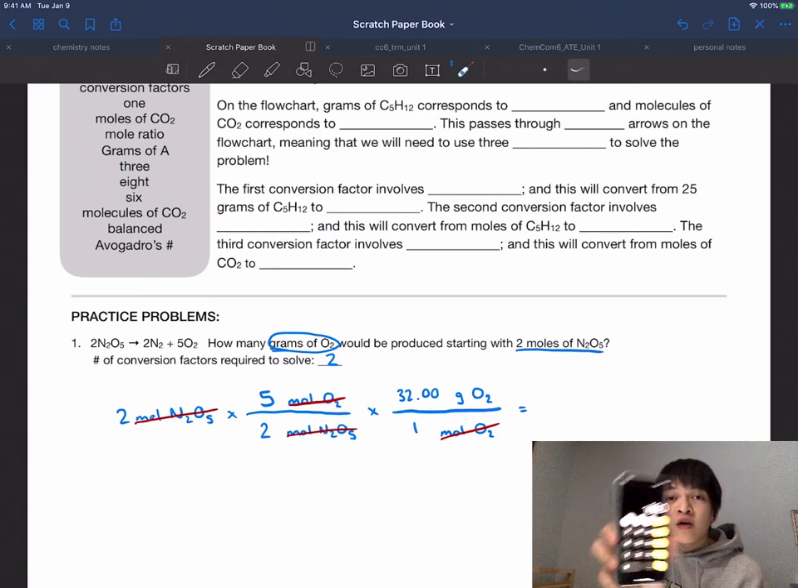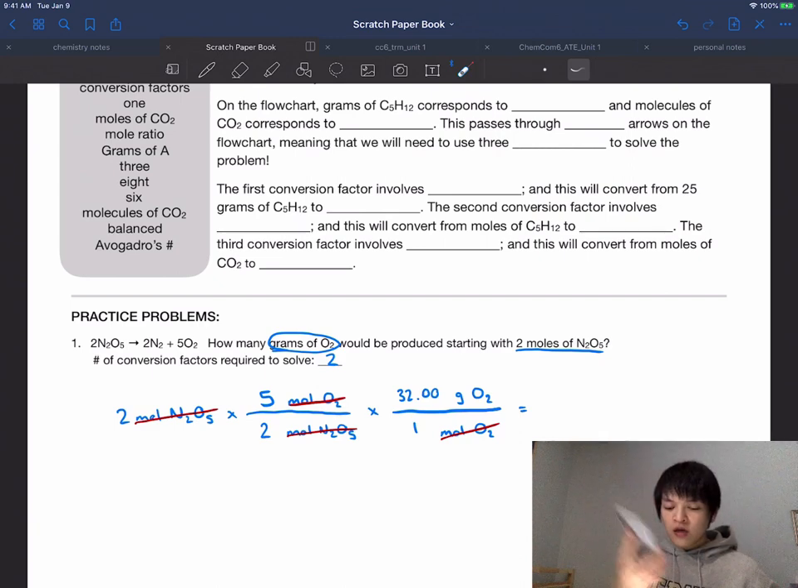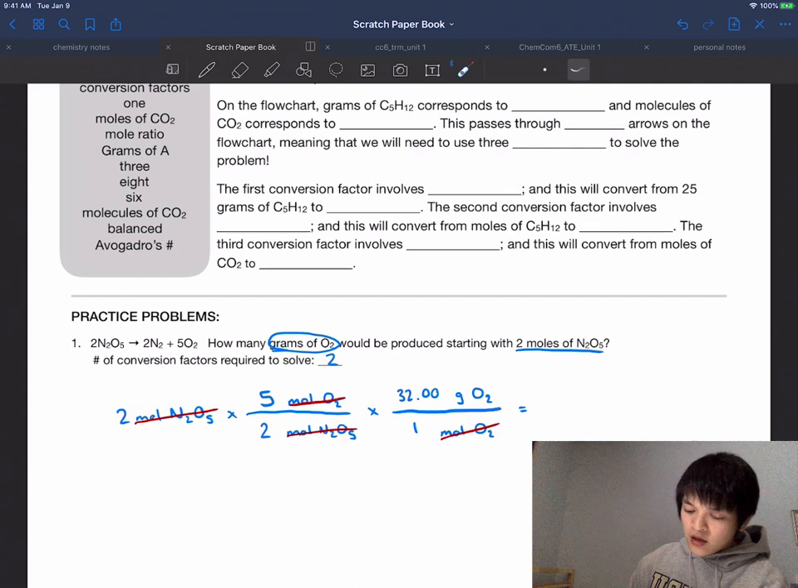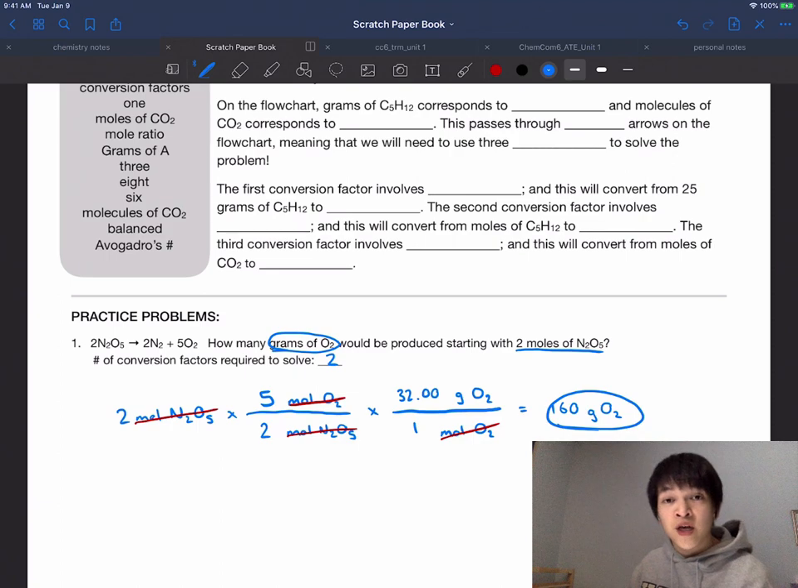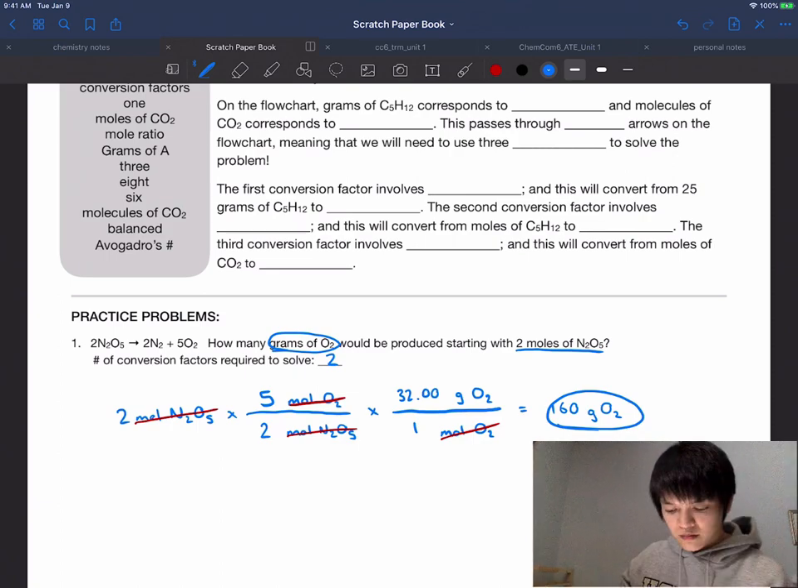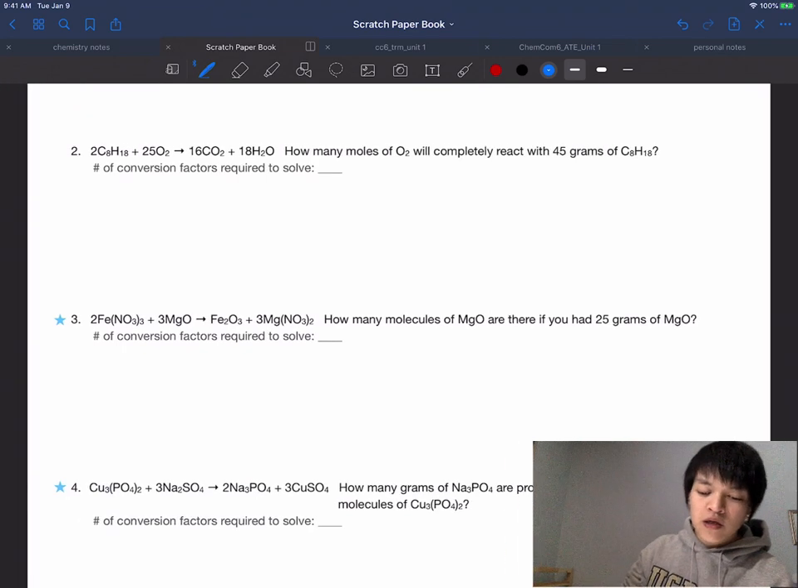I am getting 160. So there is 160 grams of O2 that would be produced if we started by reacting 2 moles of N2O5. This is our final answer, so we can go ahead and circle it. The second problem on the second page.